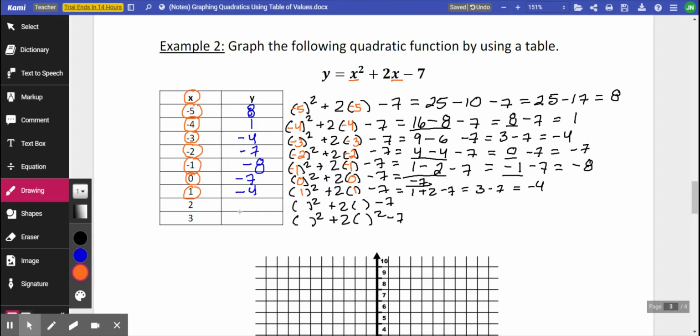We're almost done. So when we plug in 2 into that, same thing. We got to square the 2 and then multiply 2 times 2. So 2 squared will be 4. And then 2 times 2 will also be 4. So that'll be 4 plus 4 minus 7. 4 plus 4 is 8. So that'll give me 8 minus 7, which is going to give me the final answer of positive 1.